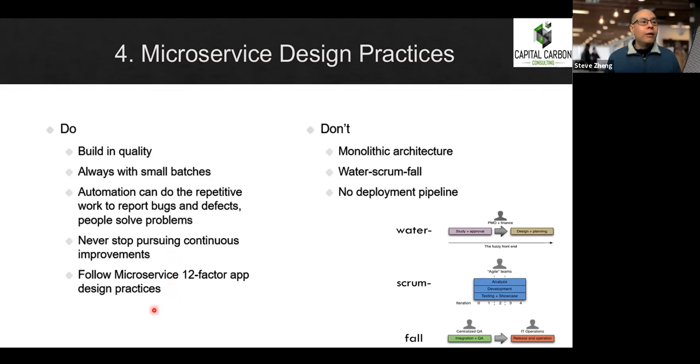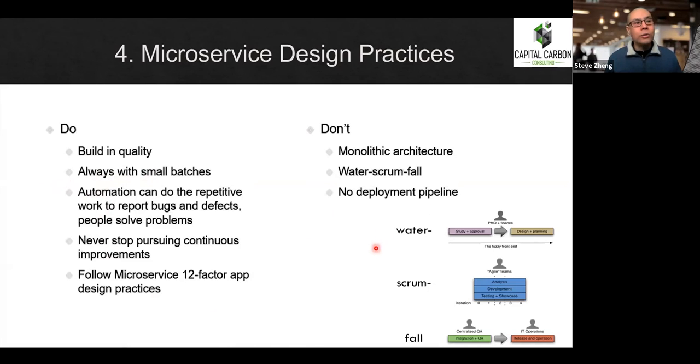The next one, follow the microservices 12 factors application design practice, which I will show on the next page. That is do. We need to implement them one by one. So you can take a screenshot of this slide and compare with your company. Does your company have all of them implemented, or do you need something or someone to help you on each of these?